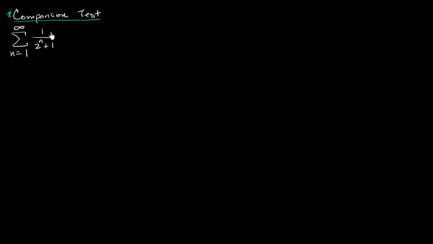Well, each of these terms is greater than or equal to 0. And we can construct another series where each of the corresponding terms is greater than each of these terms. The one that will likely jump out at most folks would be 1 over 2 to the n. 1 over 2 to the n is greater than or equal to 1 over 2 to the n plus 1 for n equal to 1, 2, all the way to infinity.